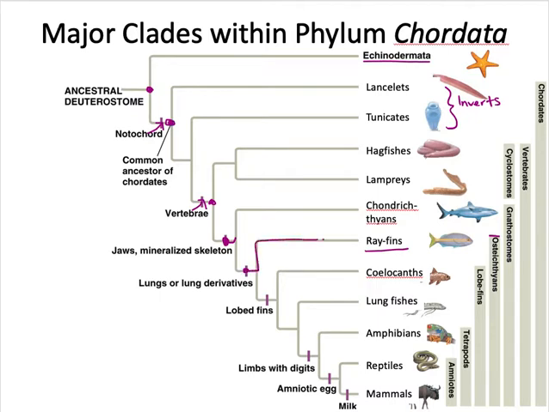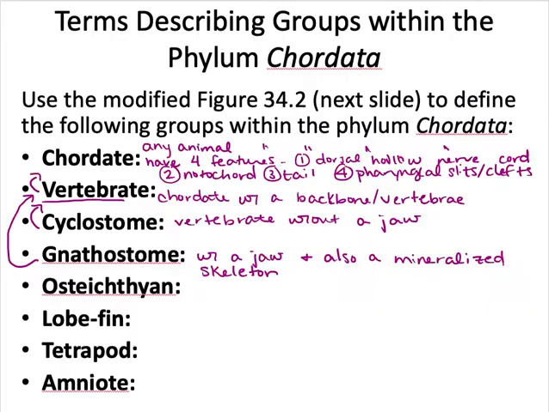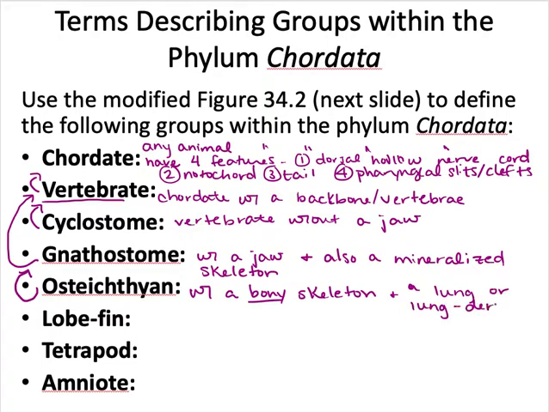So our ray-finned fishes are the first of the Osteichthyans with lungs or lung derivatives, and also a bony skeleton, a skeleton made of true bone or calcium phosphate tissue. And so an Osteichthyan also has jaws, so it's a gnathostome with a bony skeleton and a lung, or more lungs, or lung derivative. Now, most ray-finned fishes, of course, don't have lungs, but they will have a lung derivative called a swim bladder.